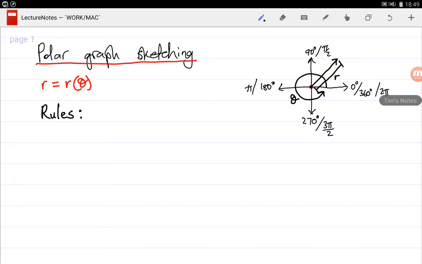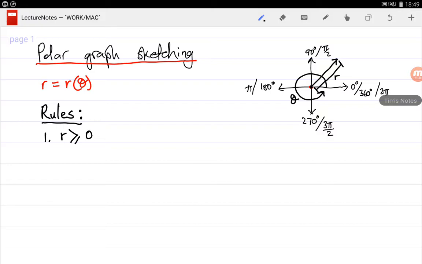So the rules are very straightforward and simple. I think we just have three. The first one is that r must always be greater than or equal to 0, and this should be obvious because r represents the length, and in the real world, length can never be negative. It can go the other way, but it will still be positive length. You cannot have negative length. So that's why for rule 1, r must always be positive.